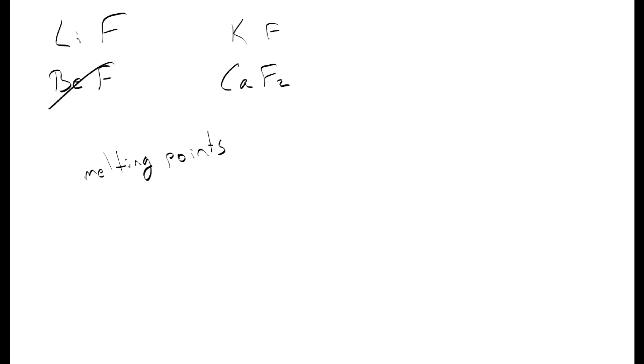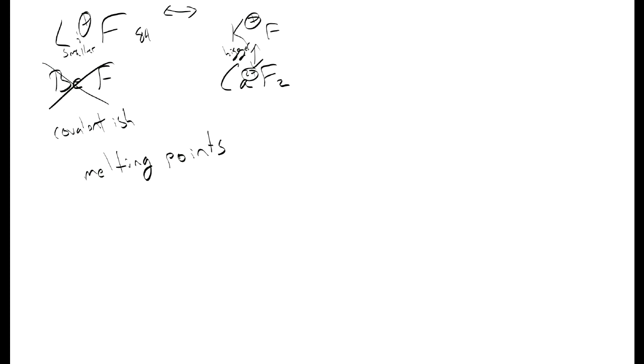Now, things being what they are, beryllium fluoride, we have to leave it out of this particular example because it's actually more covalent. It's just kind of weird that way. But we can easily compare lithium fluoride and potassium fluoride, and we can easily compare potassium fluoride and calcium fluoride. The reason we can do that is because lithium and potassium have the same charge, 1 plus, but different sizes, because potassium is bigger. So we should expect potassium fluoride to have a weaker bond than lithium fluoride. Now, calcium has a 2 plus charge, and potassium has a 1 plus charge, so we should expect calcium, they're about the same size, to have a stronger bond.